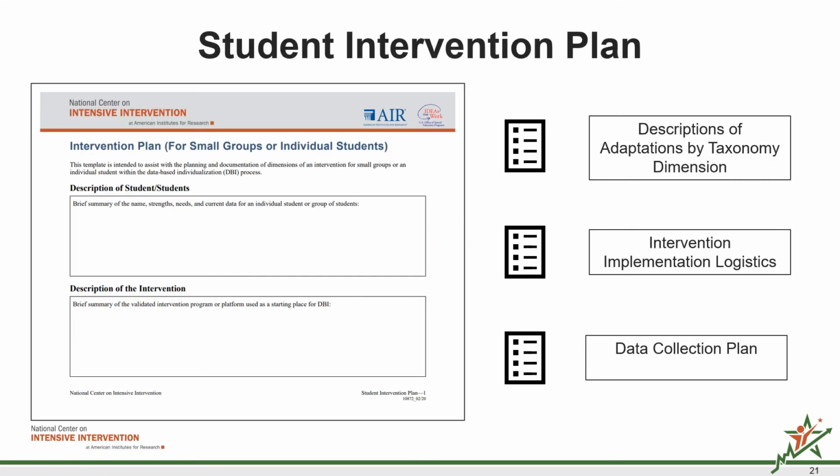Resource number 1. The final resource is the Student Intervention Plan. This tool is intended to assist with the planning and documentation of dimensions of an intervention for small groups or an individual student within the data-based individualization or DBI process. It provides a place to describe the student, the intervention used as a validated intervention program or intervention platform within the DBI process, and adaptations that are made to that intervention over time based on the dimensions of the taxonomy of intervention intensity. Additional places are provided to document who is responsible for delivering the intervention, how information will be shared with parents and other staff, and the data collection plan.